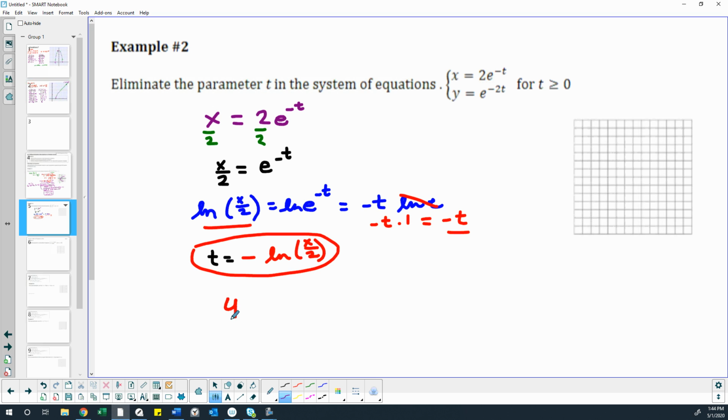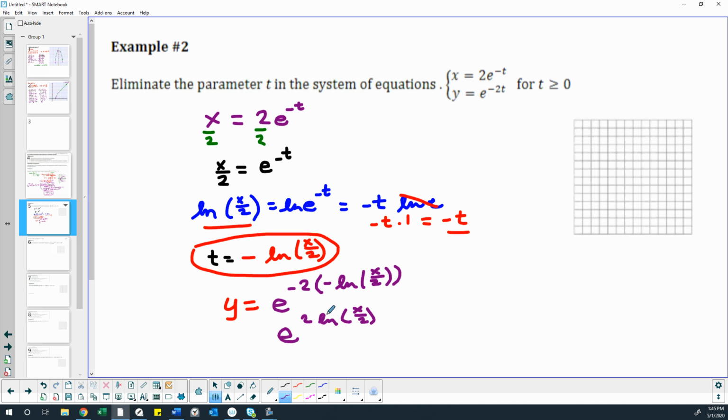So I'll take y, tried to change colors, and it didn't cooperate with me. So e, now it's going to change colors. Take that, and we're going to plug in the negative natural log x over 2 in there. And that is going to, well, the negatives cancel each other out first, which is very nice. So we have e to the 2 natural log x over 2.